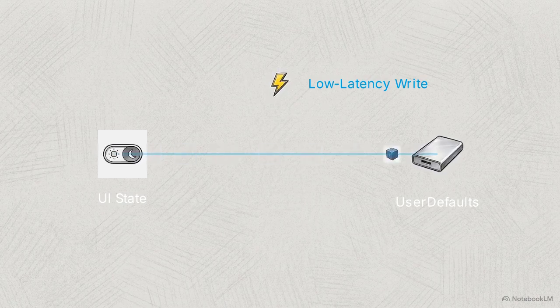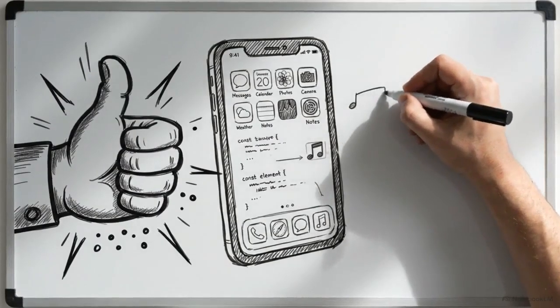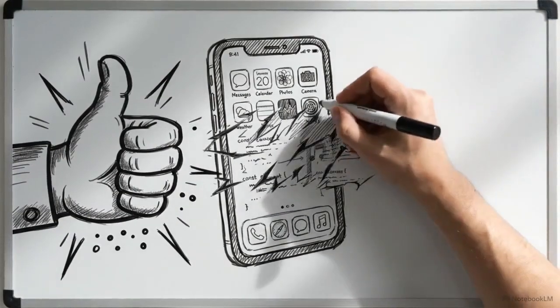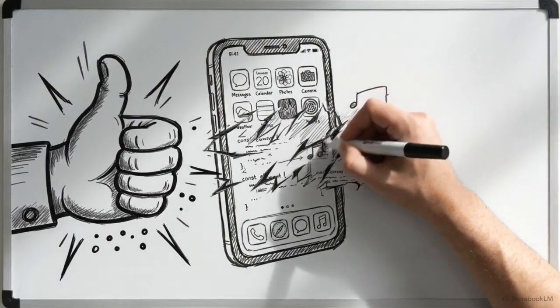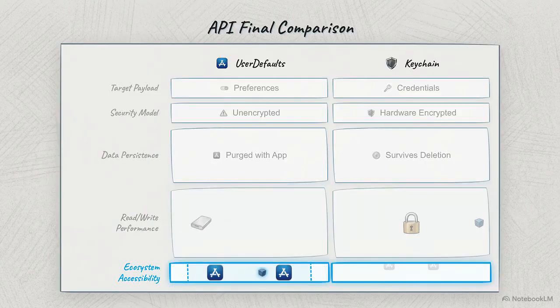However, forcing large, heavily nested dictionaries into UserDefaults will cause performance to degrade rapidly, potentially causing the application to stall. The keychain is noticeably slower under similar loads. This delay is caused by computational overhead. On every single read or write cycle, the OS must pause to execute the cryptography required to secure or expose the payload. Our final comparison vector is ecosystem accessibility.